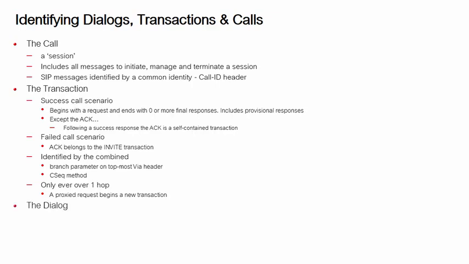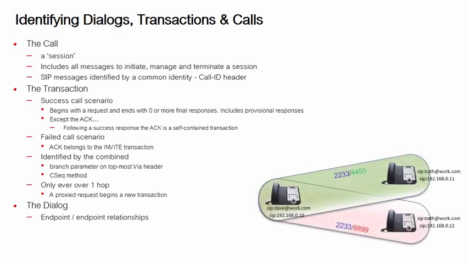And lastly, dialogues. Well, dialogues are endpoint-to-endpoint relationships. A calling user agent client may, because of forking, be part of two dialogues, two endpoint-to-endpoint relationships. Dialogues are identified by the To tag and From tag combinations.